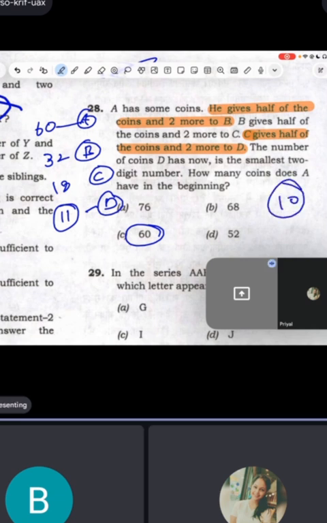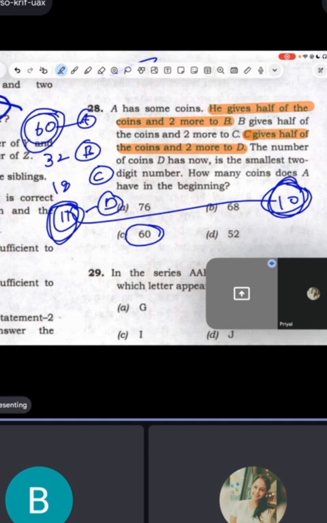It means 60 is higher than what the answer should be, because I have got 11 but the answer should be 10. It means I should take less than 60, and there is only one number less than 60 in the options.